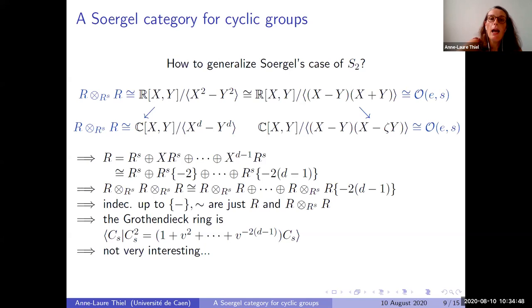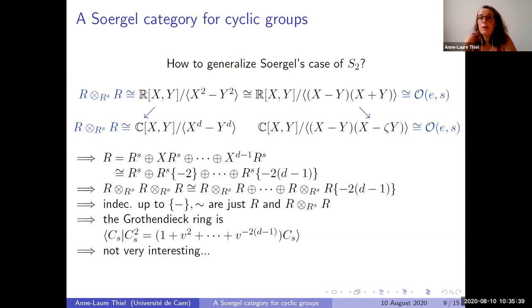And it turns out that here is what is different between the classical Soergel case and these two potential generalizations. In the classical Soergel case, my generating bimodule R tensor R over R^S was isomorphic to the ring of regular functions with support E and S. Okay, and this is not the case anymore when we go to cyclic groups. So if I take again R tensor R over R^S, I get the boring story. And this guy is not isomorphic to O of E_S, which is the other possible generalization I suggested. And so these two are not isomorphic.